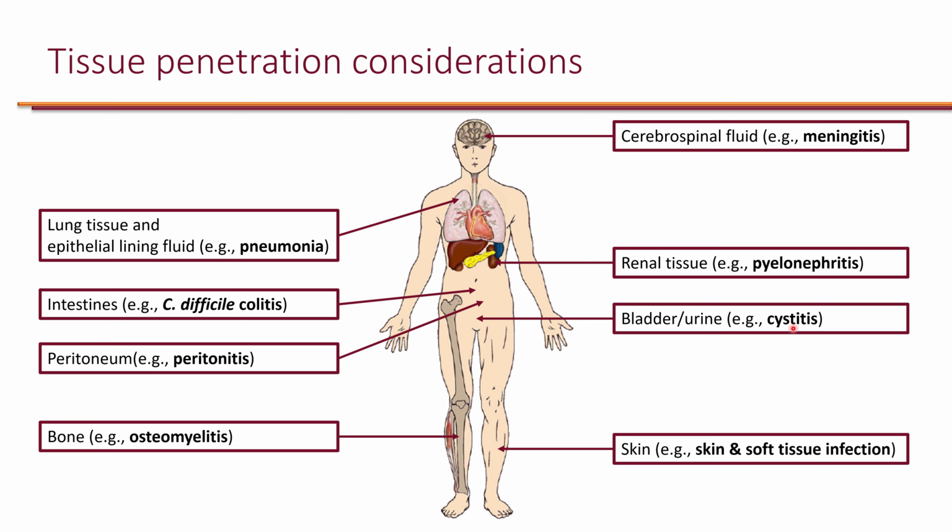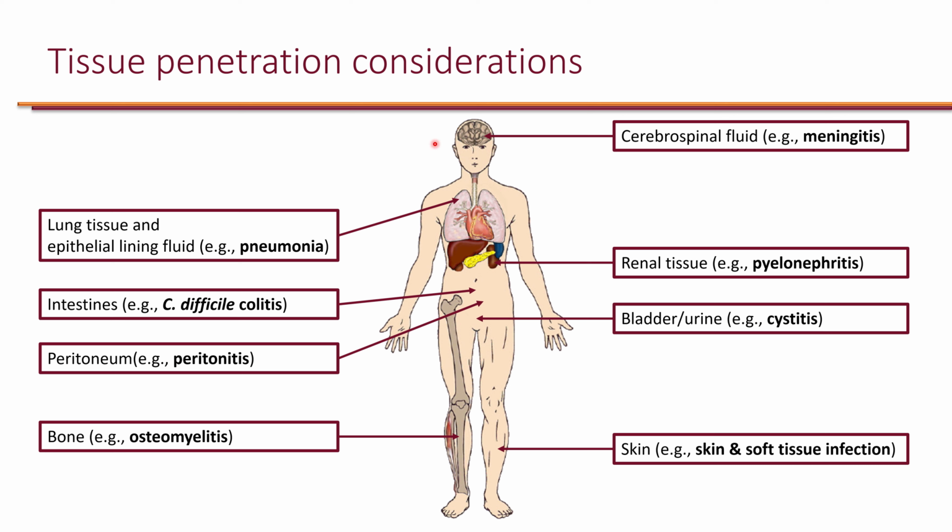If you're treating a urinary tract infection like cystitis, you want to make sure that the drug actually goes to the urine. So for example, if a drug is not renally cleared, it's not going to go to the urine. So even though you get a large concentration of the drug in the blood, it's not going to go to the urine. So you want to make sure you choose something that goes into the urine. So on and so forth. For skin and soft tissue infection, you want to make sure it penetrates the skin. For bone infections, which we call osteomyelitis, you want to make sure you get bone penetration. For peritonitis, which is in the peritoneum or peritoneal space, you want to make sure that the drug penetrates that area.